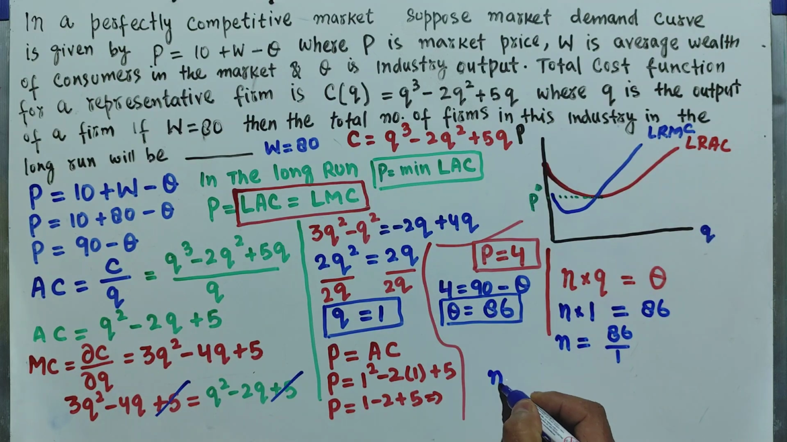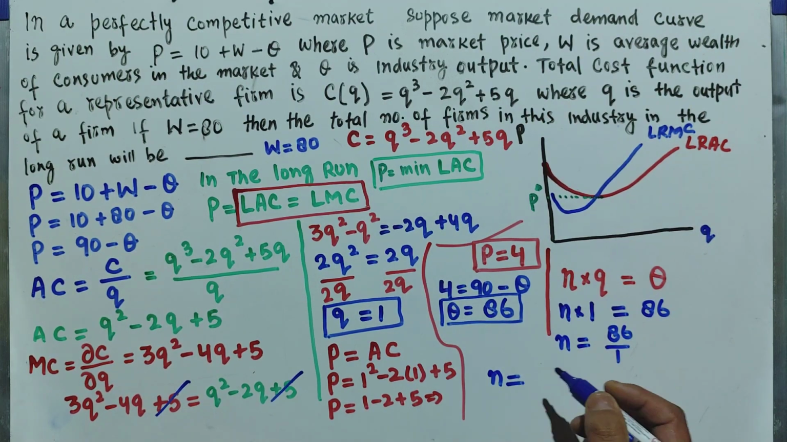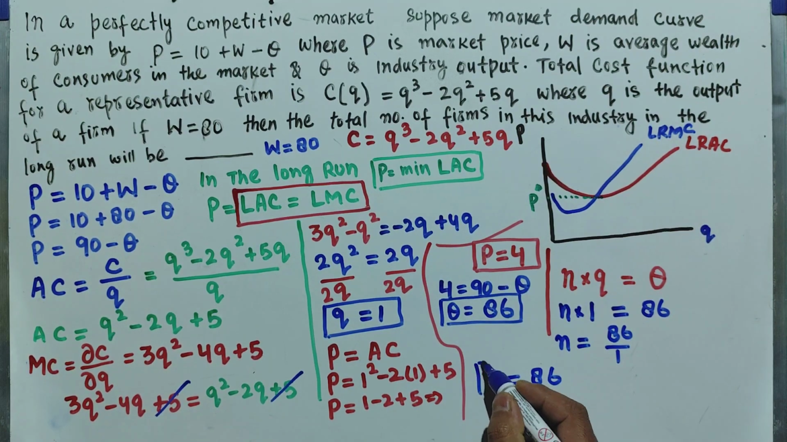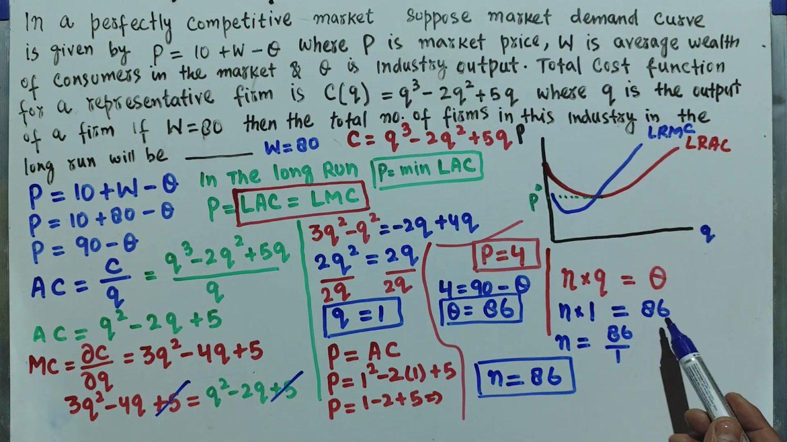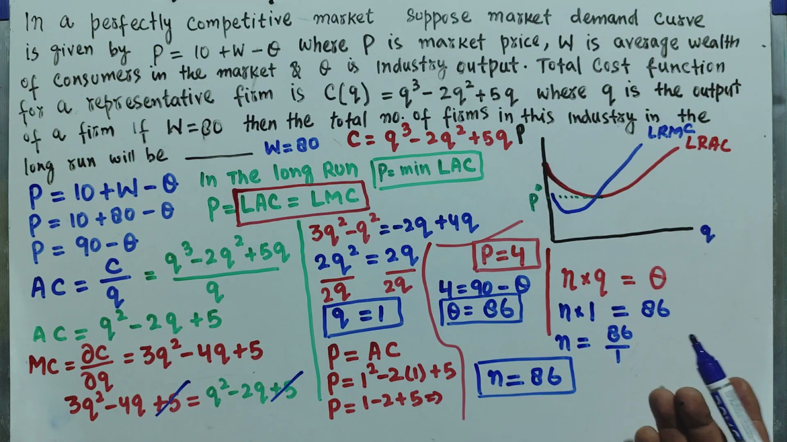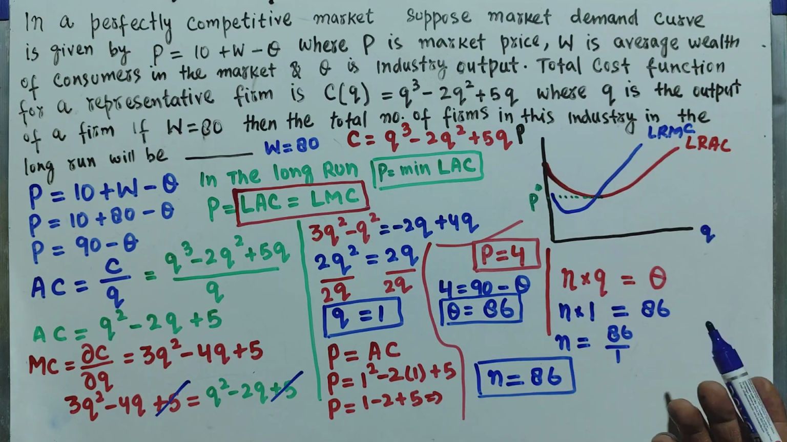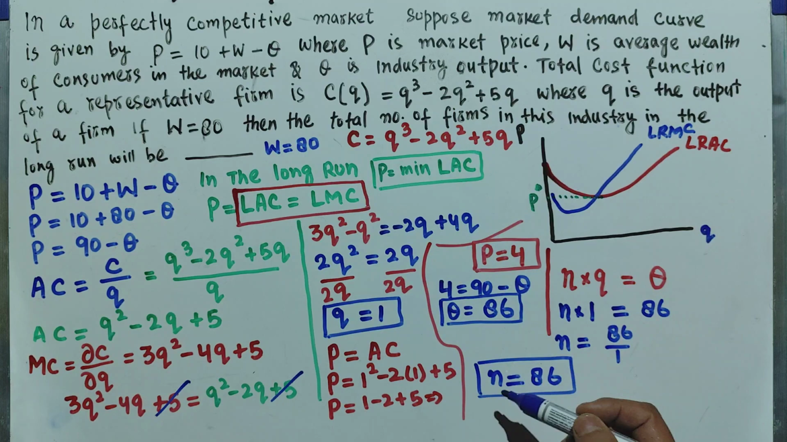That means the number of firms in the long run in this perfectly competitive market will be equal to 86. Since each firm is producing 1 unit of output and we have 86 units of output produced in this industry, the total number of firms in this industry will be equal to 86.